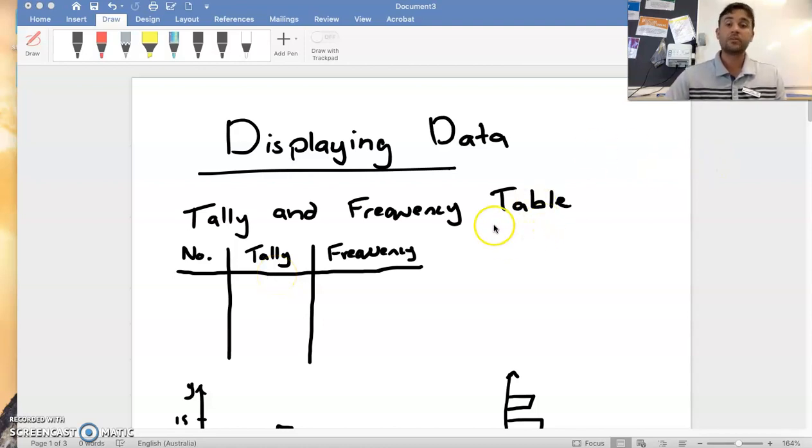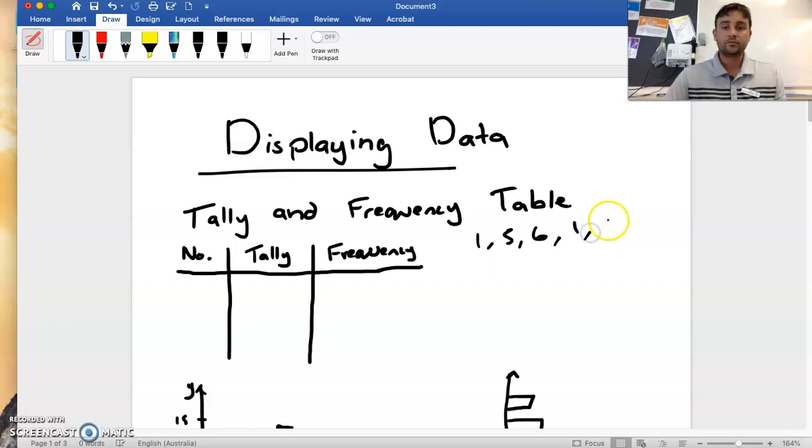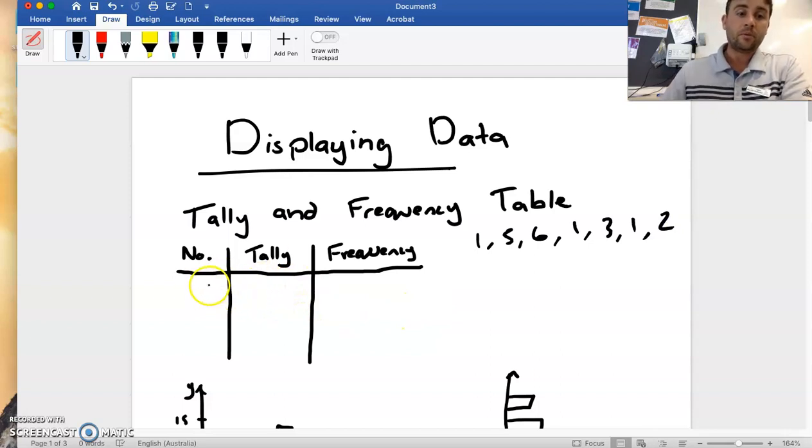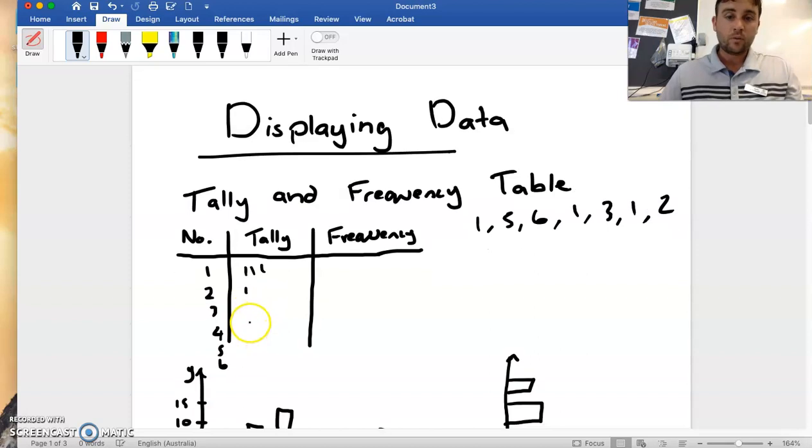Okay, so let's say we've got a heap of discrete data here, such as, I don't know, 1, 5, 6, 1, 3, 1, and 2. Something random like that. Let's say we've got the numbers 1, 2, 3, 4, 5, and 6, and then we just tally up how many we've got. So how many number ones do we have? We've got 3. 1, 2, 3. How many number twos? We've got 1. We've got 1, 3, no 4s, 1, 5, 1, 6.